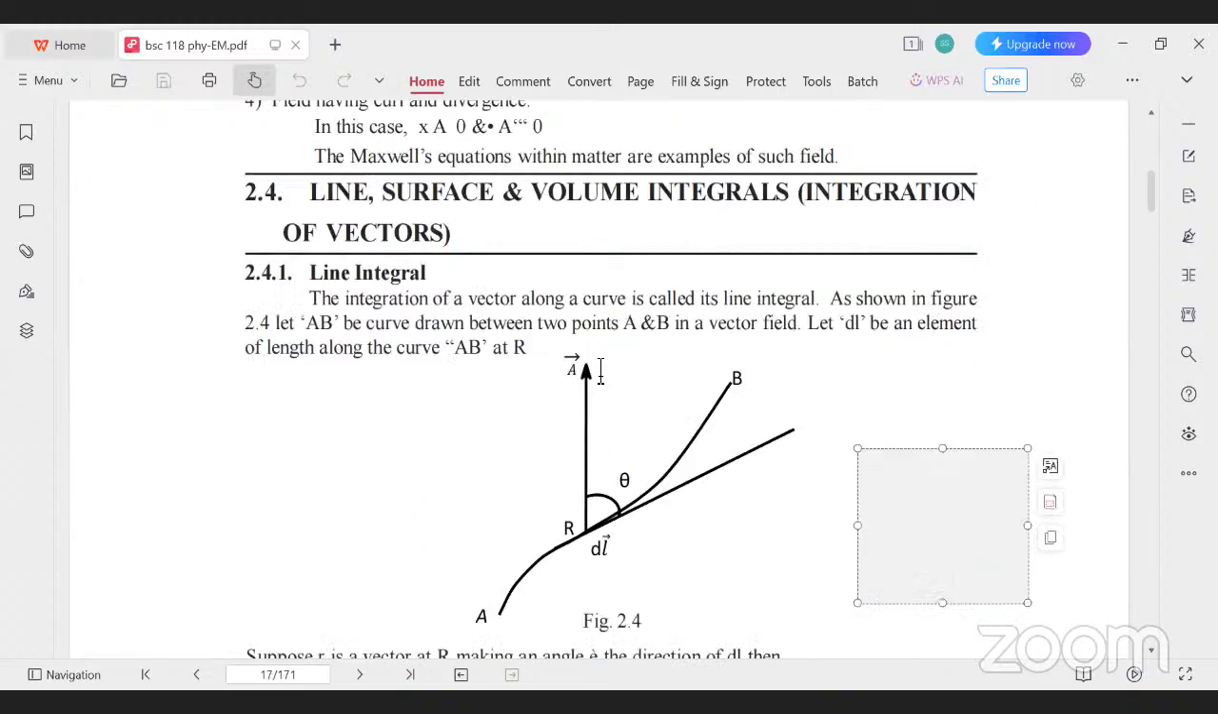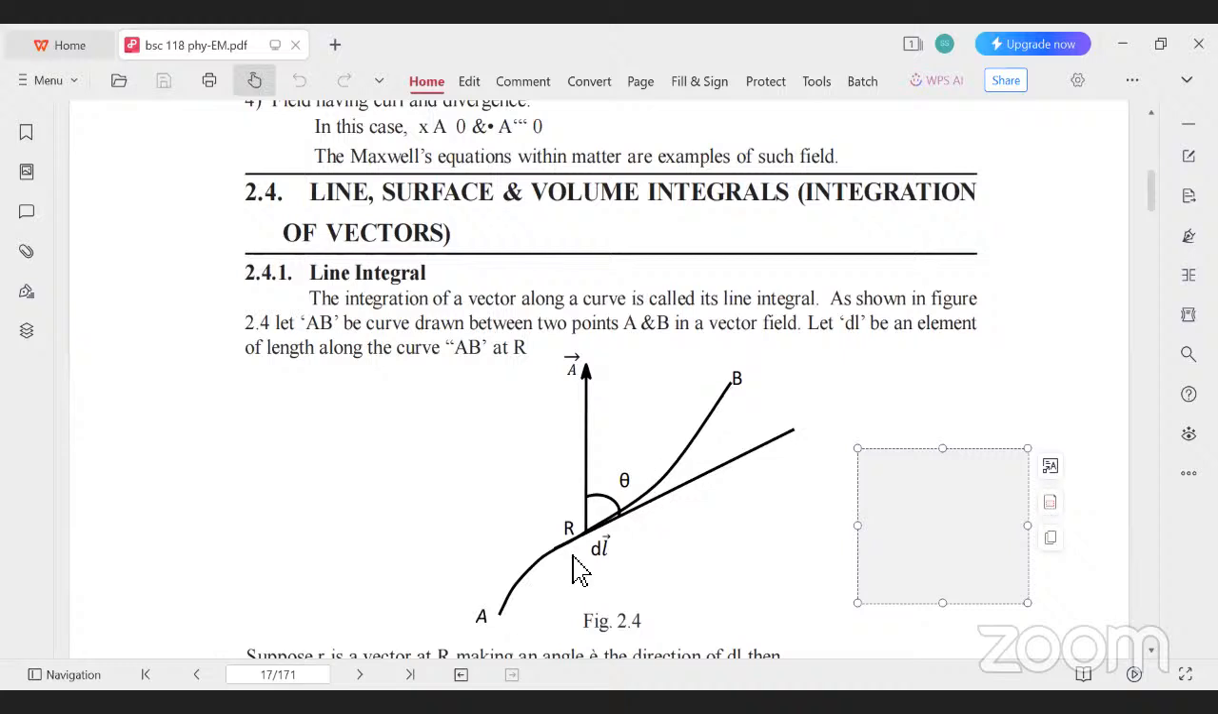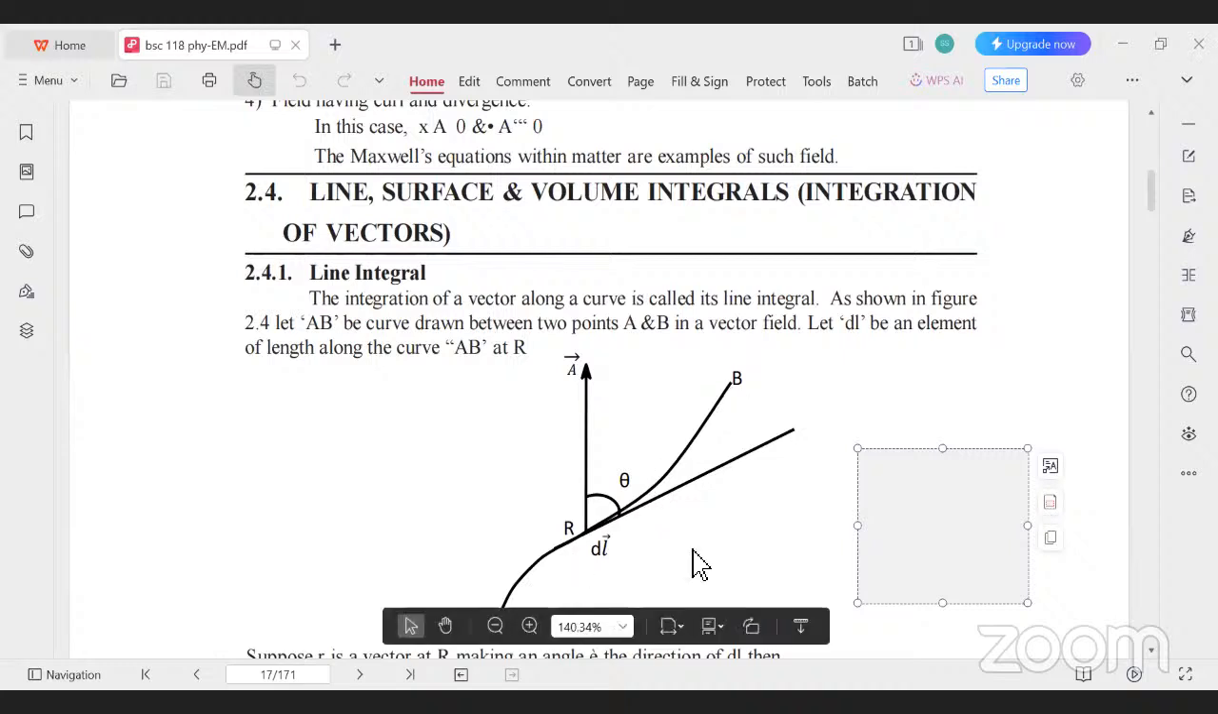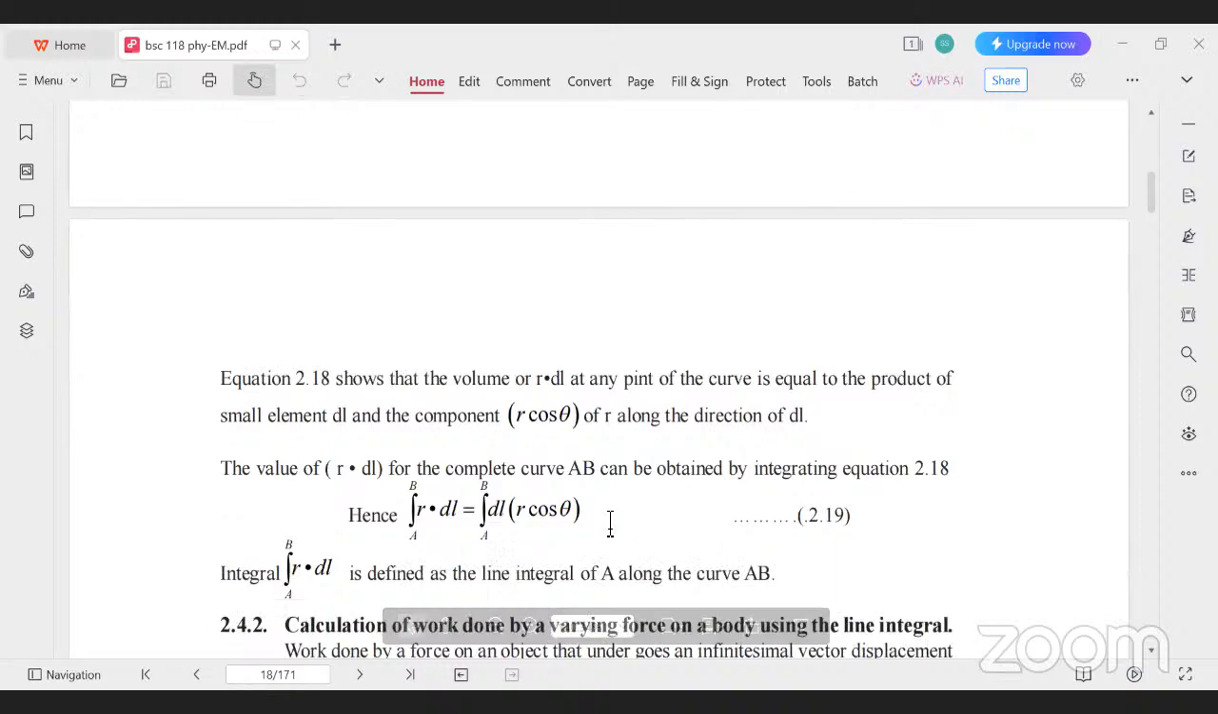See, I'm telling you, this is a vector, this line is flowing in this way, the current is flowing from here to here. But I want to calculate how much current is flowing from here to here. Understood? So for that, line, surface and volume.